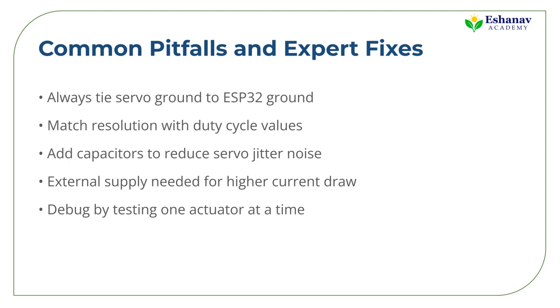Servo jitter often comes down to noisy power rails, which you can calm with a capacitor across VCC and GND. And if your board resets when you move a servo, you're probably pulling too much current from the ESP32's regulator. Give the servo its own supply. Keep these in mind, and you'll save yourself hours of head scratching.